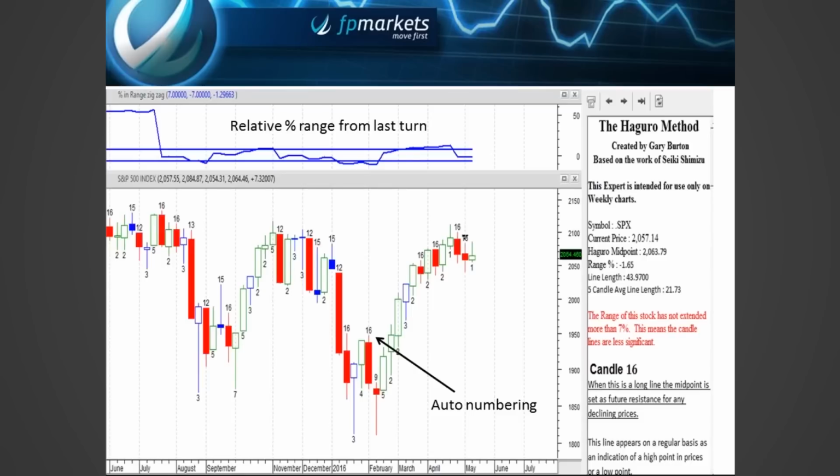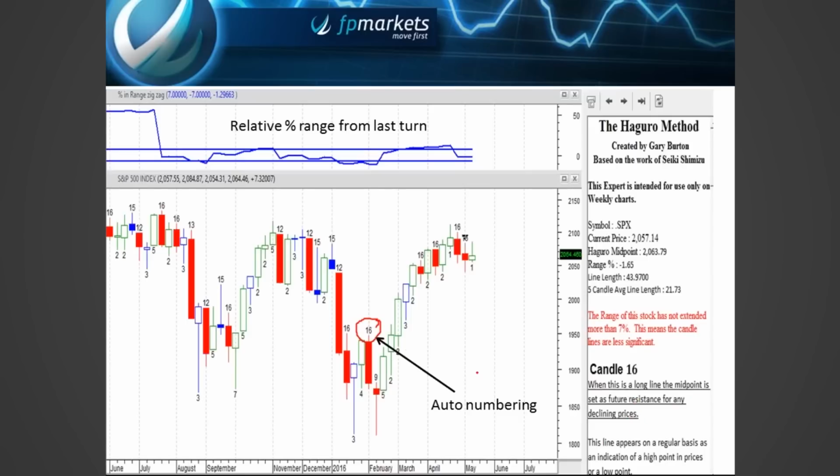Inside MetaStock, we've developed the Haguro method here, where on a weekly basis it numbers each candle automatically. So it identifies the candle and numbers them each week. This is the S&P 500, and really as the week closes, the number is finalized, but it really contains auto numbering. And when you put your mouse on the number, here we've got number 16, and the expert advisor will give you the description of the potential outcome of that candle, and says that when it's a long line, the midpoint is set as a future resistance of any declining prices.